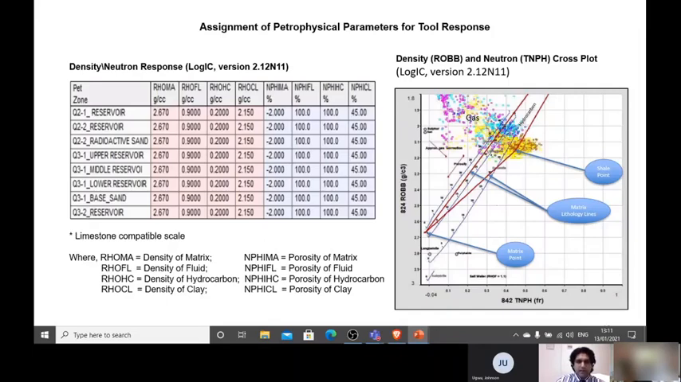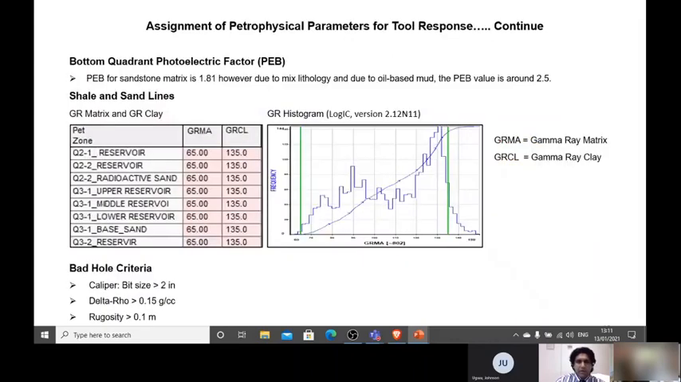Assignment of petrophysical parameters for true response. The average matrix grain density response is 2.67 gram per cc, whereas the density and its corresponding neutron porosity response is selected from this shale point indicated on a density neutron cross plot. The neutron porosities are displayed on limestone compatible scale. Because of the mixed lithology, the bottom quadrant photoelectric vector response is 2.5 for sandstone.